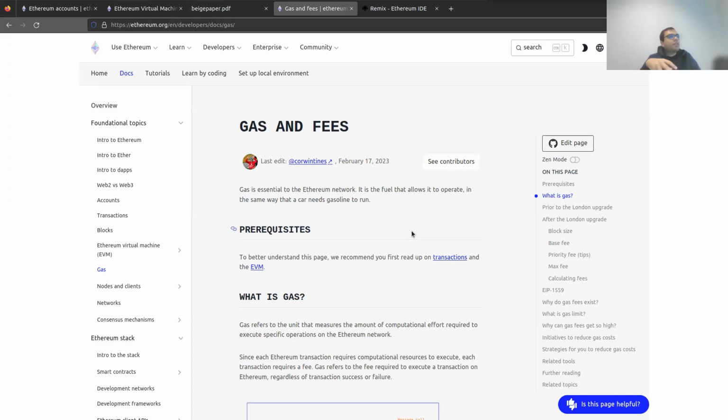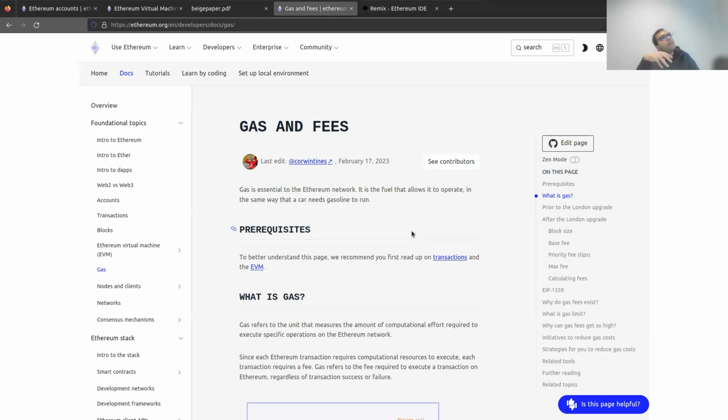So for example, if you want to deploy a contract on the blockchain, and let's say your contract is, I don't know, 2 kilobytes, you have to pay for that 2 kilobytes of storage because everyone else on the blockchain has to actually store your contract. So you have to pay for storage. And you pay for that in your transaction fee.